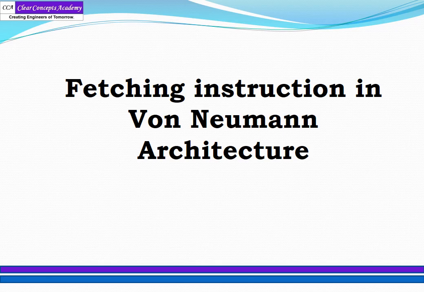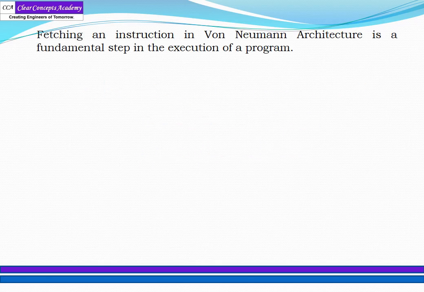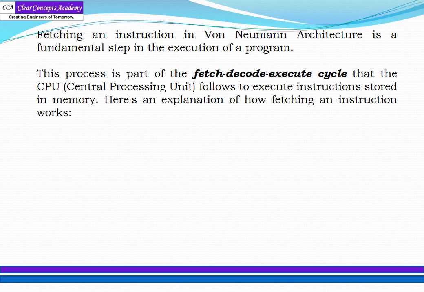Fetching instructions in the von Neumann architecture. Fetching an instruction in von Neumann architecture is a fundamental step in the execution of a program. This process is part of the fetch, decode, execute cycle that the CPU, central processing unit, follows to execute instructions stored in the memory. Here is an explanation of how the fetch instruction works. We have seen what the phases are. Now we will see in detail how the fetch cycle works.